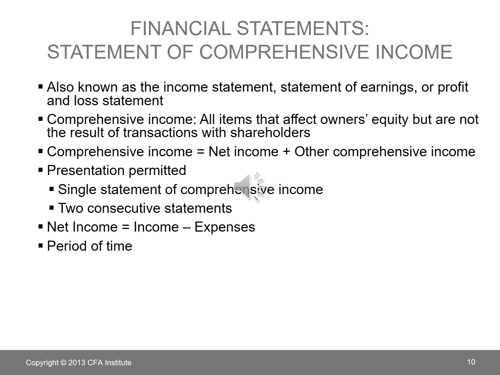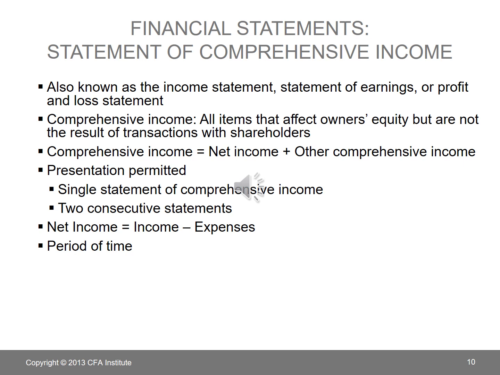This can be presented as a single statement of comprehensive income, or some companies use two consecutive statements. So both methods are allowed, all right? The income statement mainly shows the net income, which equals, as we discussed, the revenue minus expenses. The income statement pertains to a period of time, unlike the balance sheet, which only presents a specific point in time, like a snapshot. This one actually covers a complete period, so let's say a month, or most likely a quarter or a whole year.